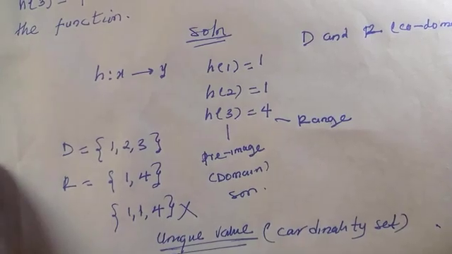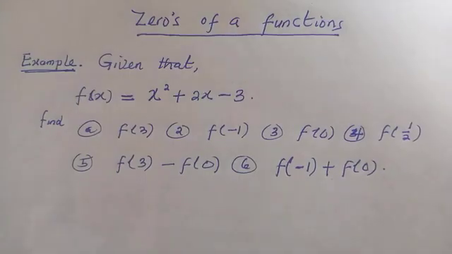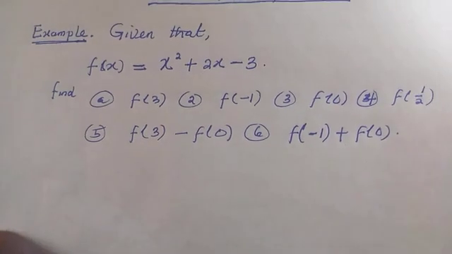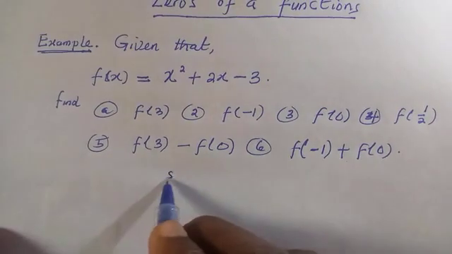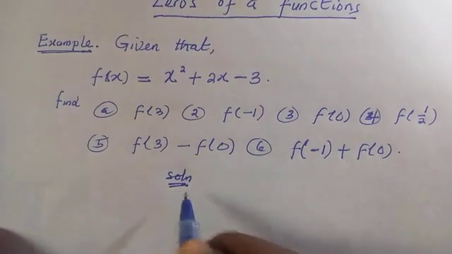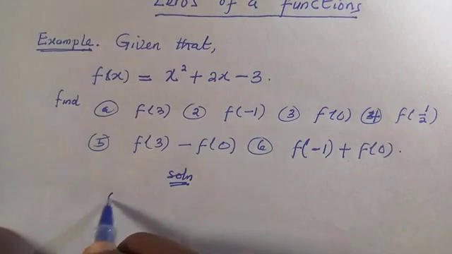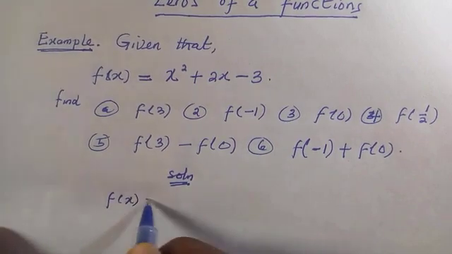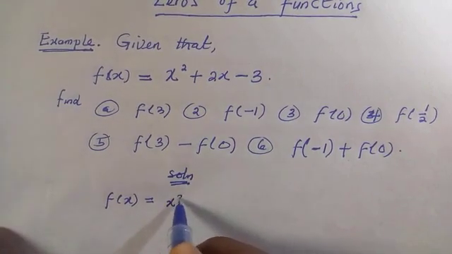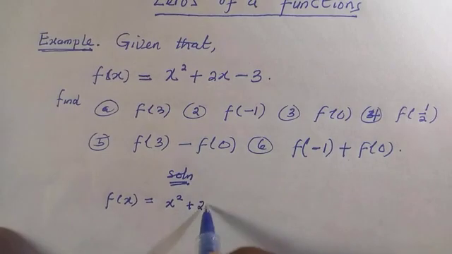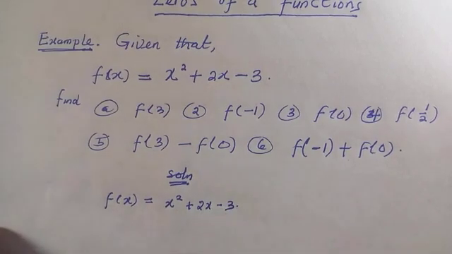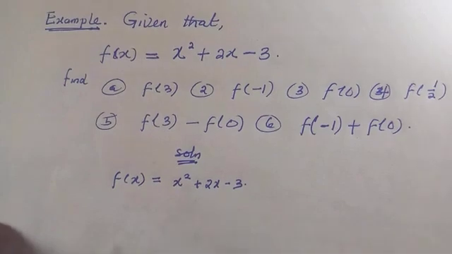And let's see the next thing in this chapter. So let's see the zeros of a function. The zeros of a function is like we are going to begin with a function and we are given the domain. So we are going to plug in into that function to get the range. That's what I mean by the zeros of a function. So we are given this function f of x equals x squared plus 2x minus 3, and we want to find f of 3, f of minus 1, f of 0, and others.